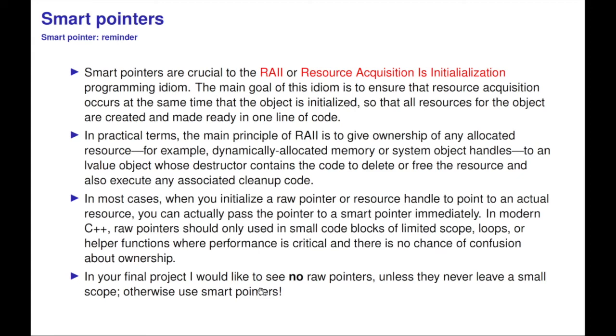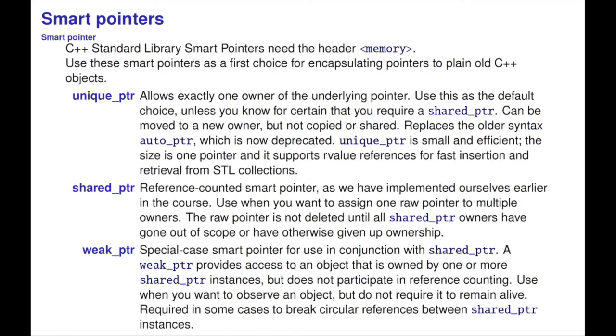So what are they? Well, there's 3 different ones of them. There's a unique pointer, there's a shared pointer, and there's a weak pointer. Unique pointer allows exactly one owner of the underlying pointer, which is the most common thing I expect to see. Use this as the default choice unless you know for certain that you require a shared pointer. So shared pointer should only be used when unique pointer is not the correct option, not the other way around.